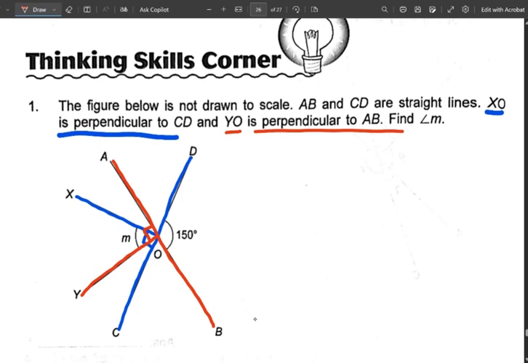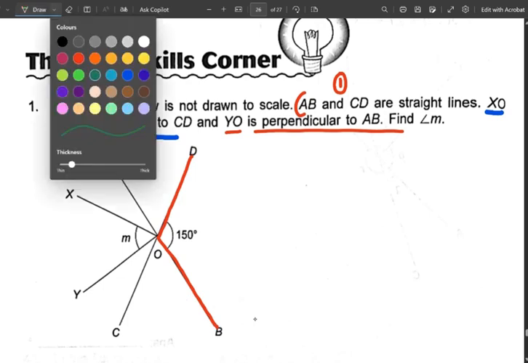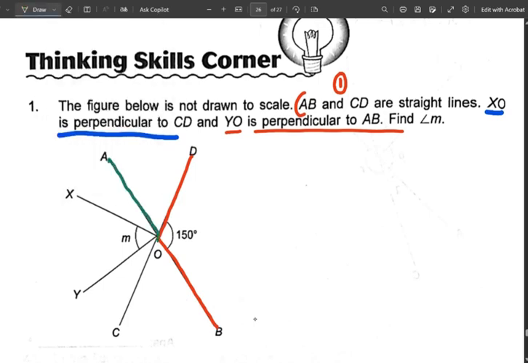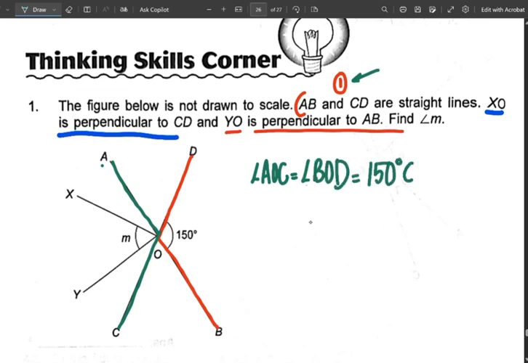First things first, I'm going to use the straight lines to help me solve it. Because they are straight lines, they are vertically opposite angles. So there's one thing for sure I know. I'm just going to erase all of this for you to see. Can you see BOD or DOB? This part is definitely vertically opposite to AOC because of sentence number 1. So your job, very simple, is to say angle AOC is equal to angle BOD, which is equal to 150 degrees. What is this called? Vertically opposite angles.